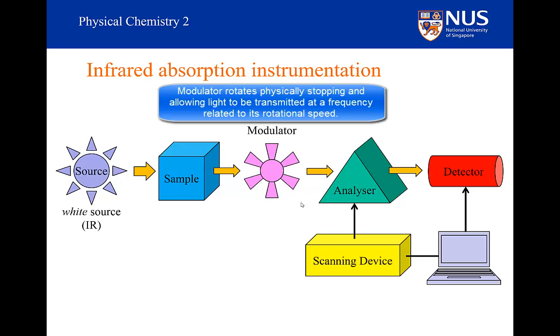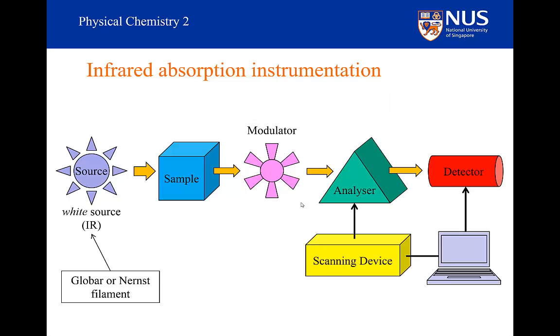So what can we use as a white source? We can use a glow bar or a Nernst filament. For instance, the glow bar is a silicon carbide rod heated up to around 1500 degrees centigrade. This emits a broad range of infrared radiation in a virtually continuous spectrum that looks like a black body spectrum. So the spectrum itself, the amount of radiation you'll be getting at any particular intensity, is related to the temperature to which you heated up the rod.